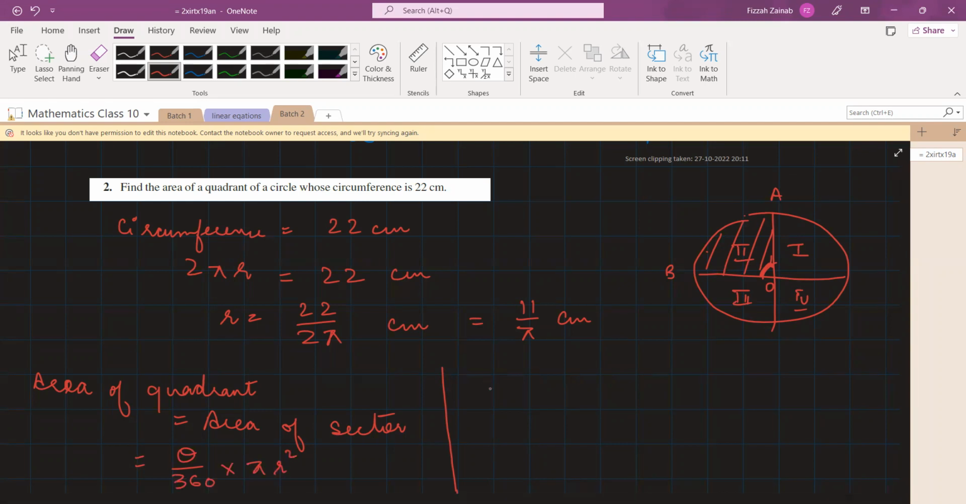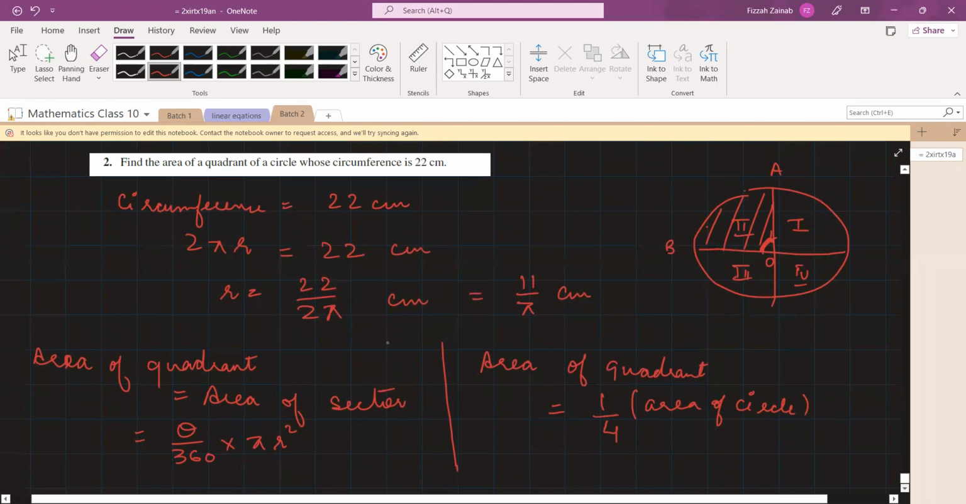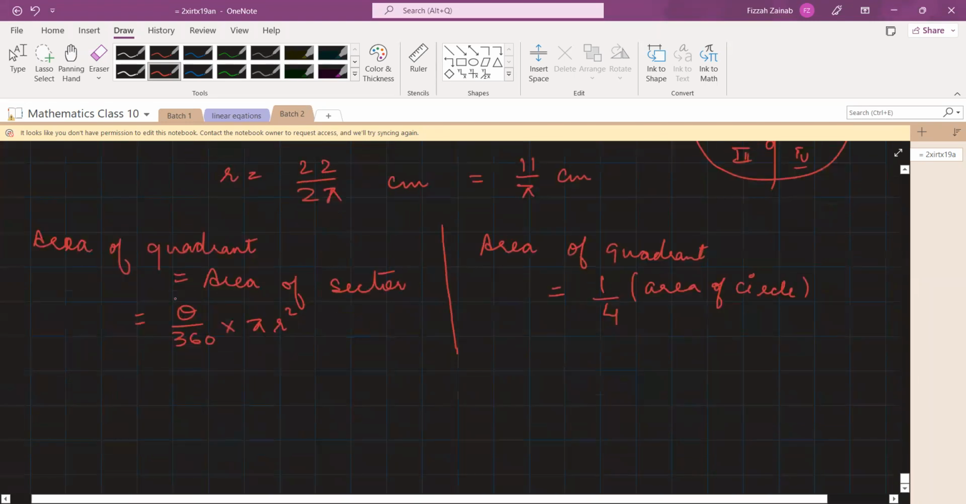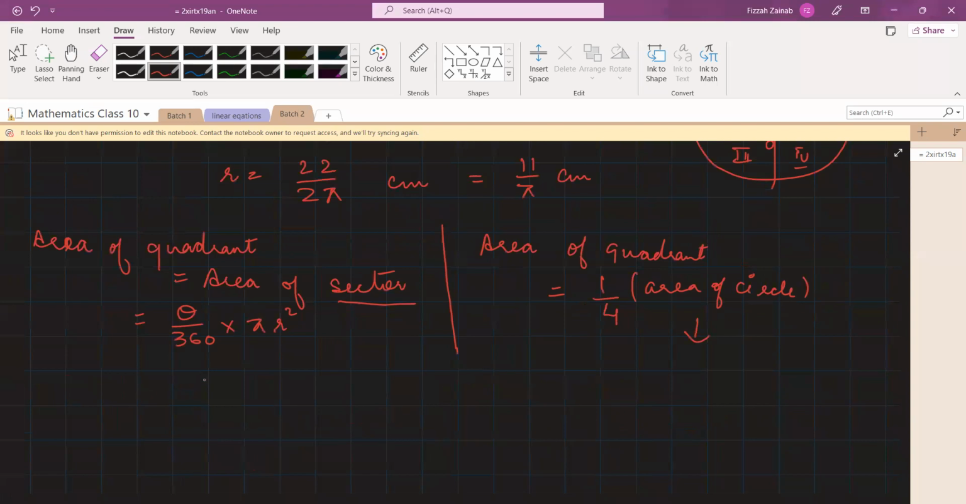Now there's another way of doing it. Area of quadrant is just 1/4 of the area of the circle. Yes, Harsha? Both ways you can do it. So anyway, this you can complete. Now I was saying if you consider it as a sector, what should be the theta here? 90, yeah, okay. Because you are dividing 360 into 4 equal parts, so this angle is always 90. So you will use 90 by 360 into pi r square.